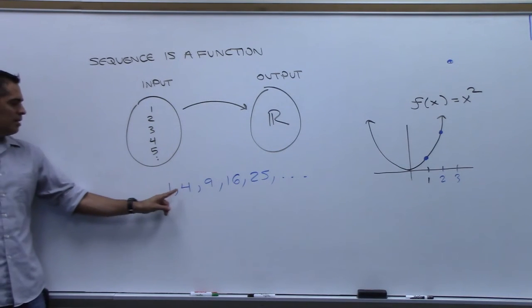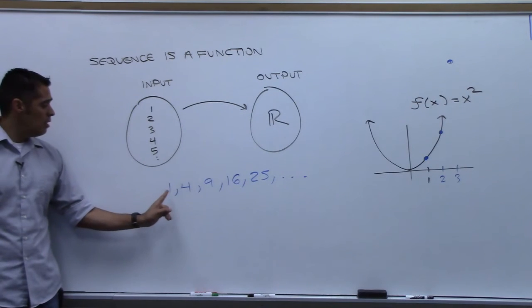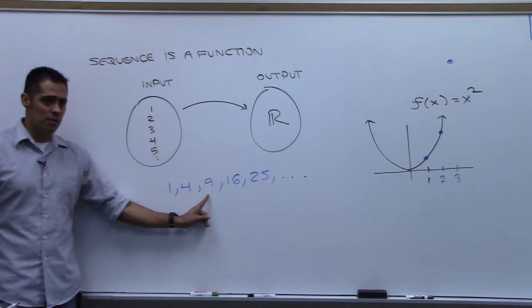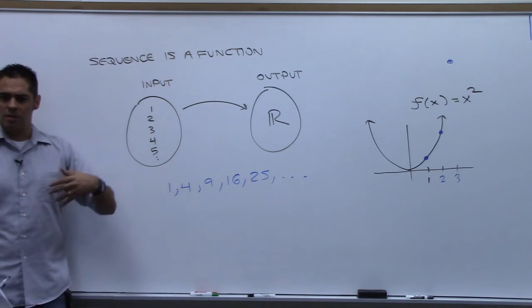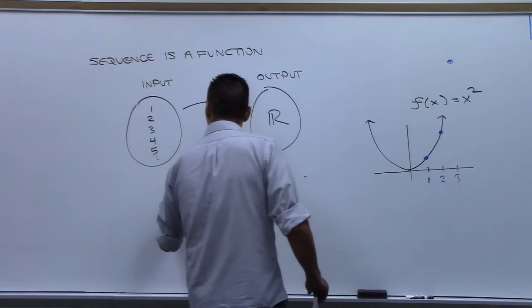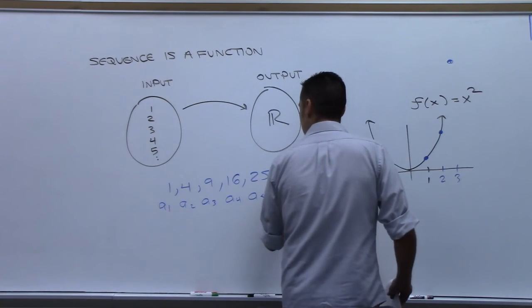Because 1 squared is 1. How do you know 2 here? But for any sequence, you're going to know that this is what you got when you plugged in 1. This is what you got when you plugged in 2. This is what you got when you plugged in 3. Understand? So you don't need to tell me what the inputs were. It's understood. So this is your a sub 1, a sub 2, a sub 3, a sub 4, a sub 5, and so on and so forth. Agreed?